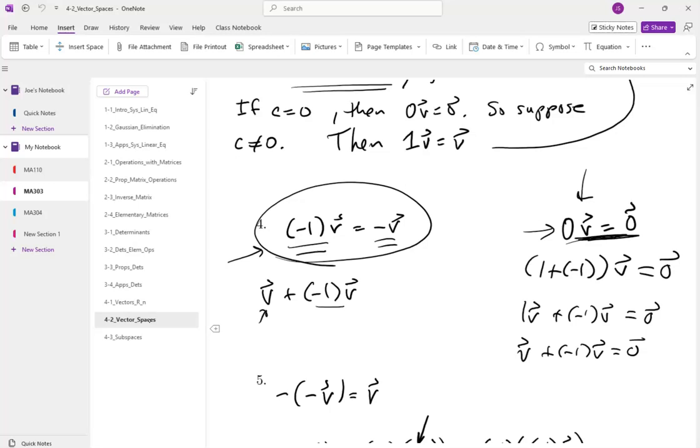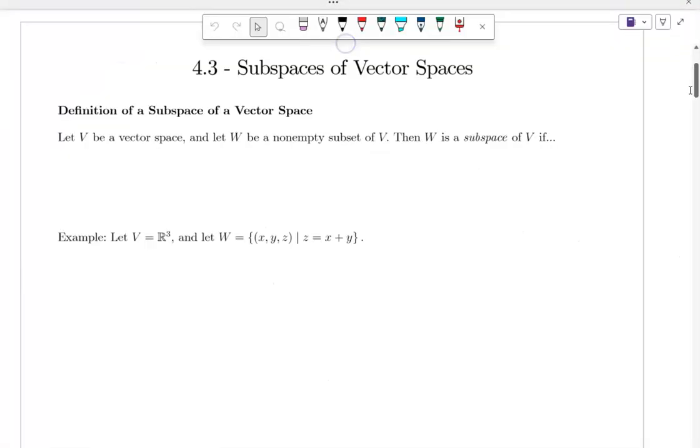that's what our discussion today is going to be, talking about subspaces of a vector space. So let me flip back over to that notepad here. All right. So what do we mean by a subspace?